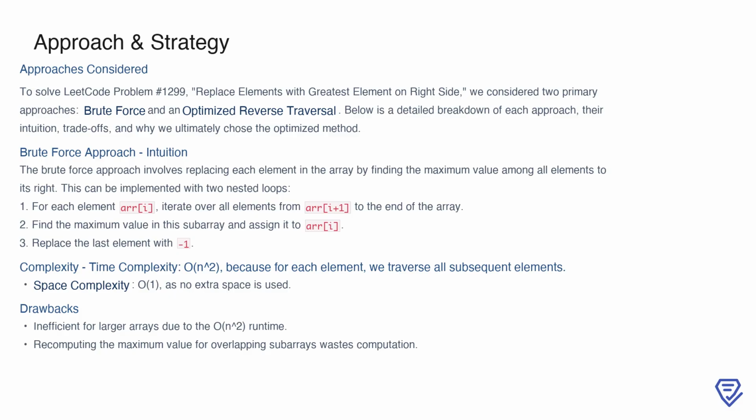However, this approach has significant downsides. The time complexity is n squared, since, for each element, we traverse all subsequent elements, leading to redundant computations, especially for overlapping subarrays. Despite being simple to implement, this inefficiency makes it unsuitable for larger input arrays.